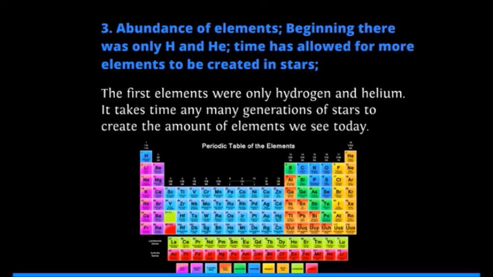Abundance of elements. In the beginning, there was only hydrogen and helium. And as time has allowed, more elements were created in stars. So it had to be a long period of time for this to have happened. I mean, you can't make a planet like ours with all of the elements that it has without first going through many of these processes.